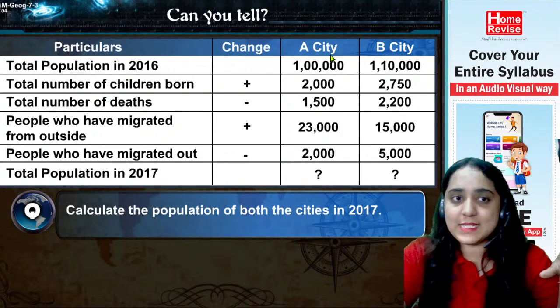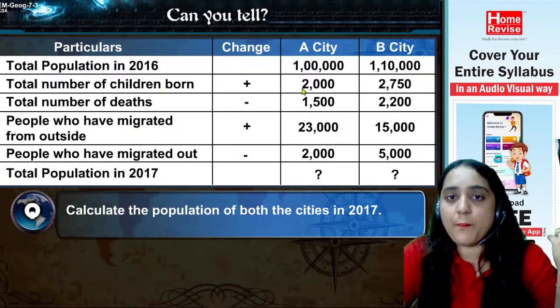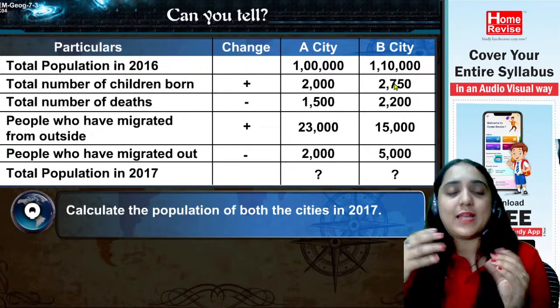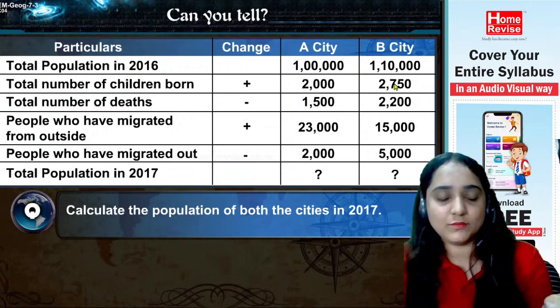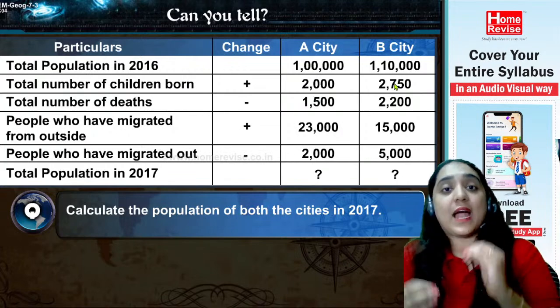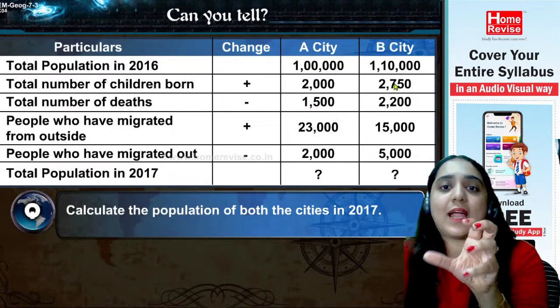Now total population in 2016 in A city is 1 lakh and here it is 1,10,000. उसके बाद A city में total number of children, the new birth जो है वहां पे 2000 है और यहाँ पे 2750 है. Now when I say birth, that means you have to add with the जो already जो population होगा उसका तुमको add करना है. If I say death, that means that number of people you have to remove, you have to subtract that total amount of people.